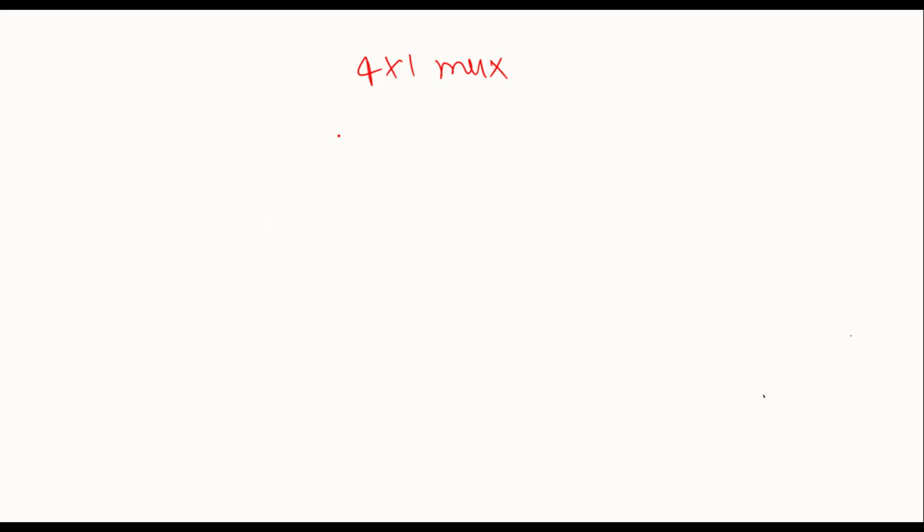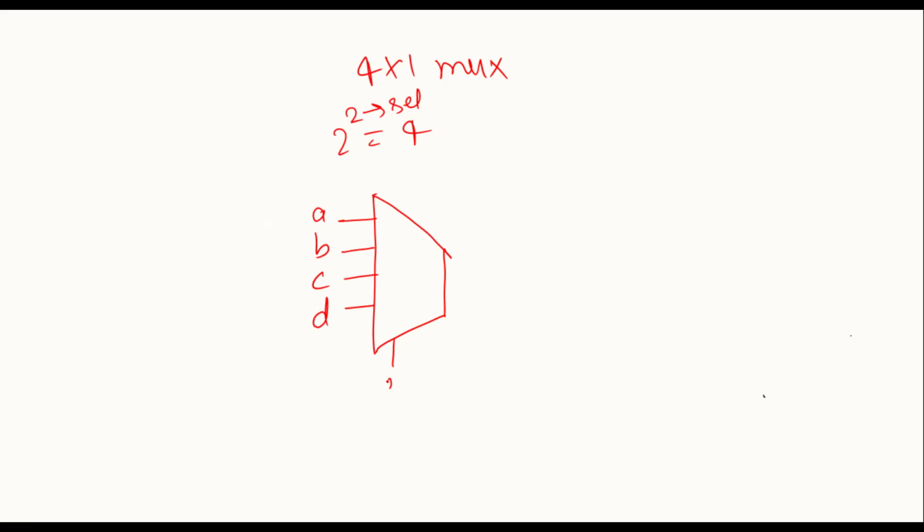It has four inputs, so 2 to the power 2 is 4, so 2 will be the select lines. Let's name the inputs A, B, C, D, and then select line 1 and select line 0. Or you can write it as a whole. In Verilog you can write it as a 2-bit one variable, so there is no need to write sel 0 and sel 1 separately. So this is the output.